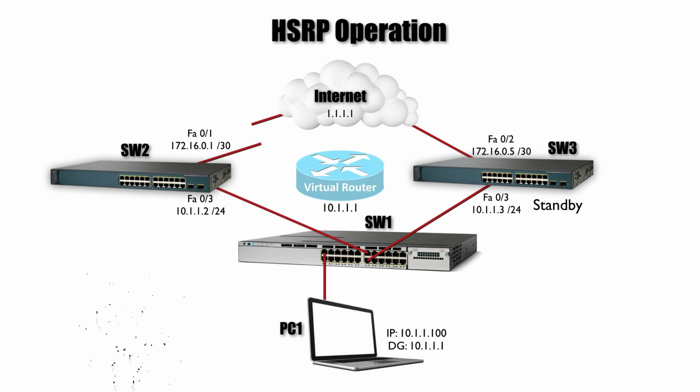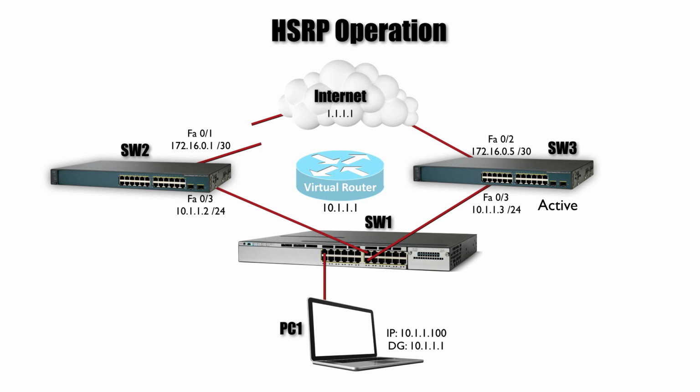Suddenly, SW3 has a superior priority. It's got a default priority of 100, let's say, and it's going to become the active router because it has that higher priority. Now, here's something that's interesting. If that link between SW2 and the internet were repaired, SW2 is not necessarily going to become the active router again. Yes, its priority will go back up to 110, but just because it has a higher priority is not a guarantee that it's going to take back the role as the active router.